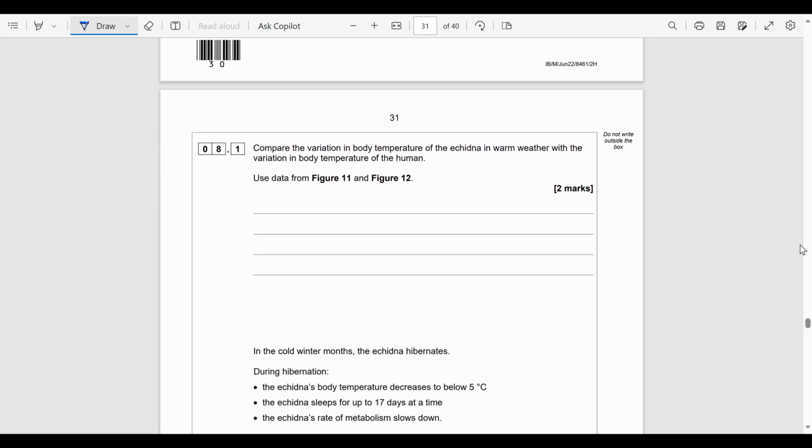8.1. Compare the variation in body temperature of the echidna in warm weather with the variation in body temperature of the human. Use data from figure 11 and figure 12. So we want the variation in body temperature of the echidna in warm weather with the variation in body temperature of the human. So we're comparing. So we need to be using words such as greater, less, more. Have to be using that. But it says use data from figure 11 and figure 12. So we want to see how this variation is different.